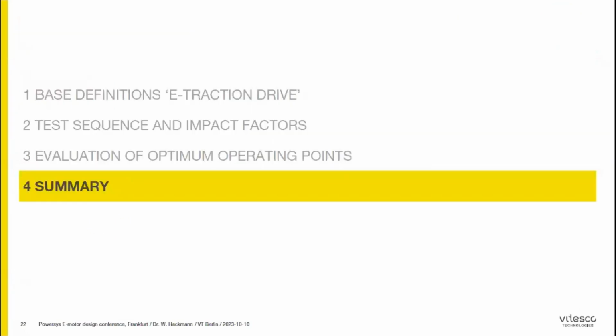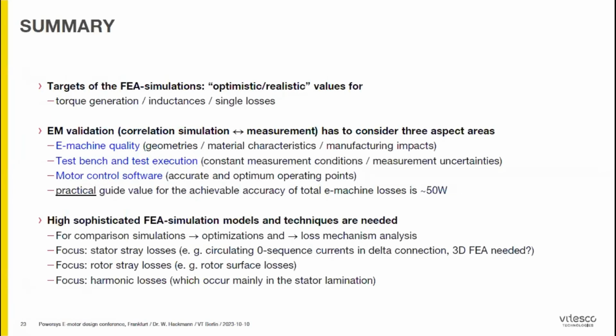Okay, then coming to my summary. So the targets of the finite element simulations are to produce realistic values for torque, inductances, and single losses over wide speed ranges. I have to remark again, the e-machine validation means the correlation between simulation and measurements. And here we have to consider three aspect areas. We have to consider the e-machine quality, meaning geometries, material characteristics, and manufacturing impacts.